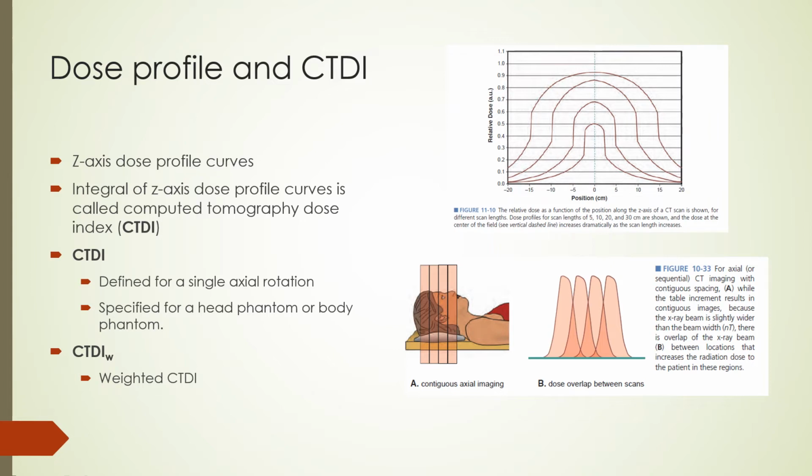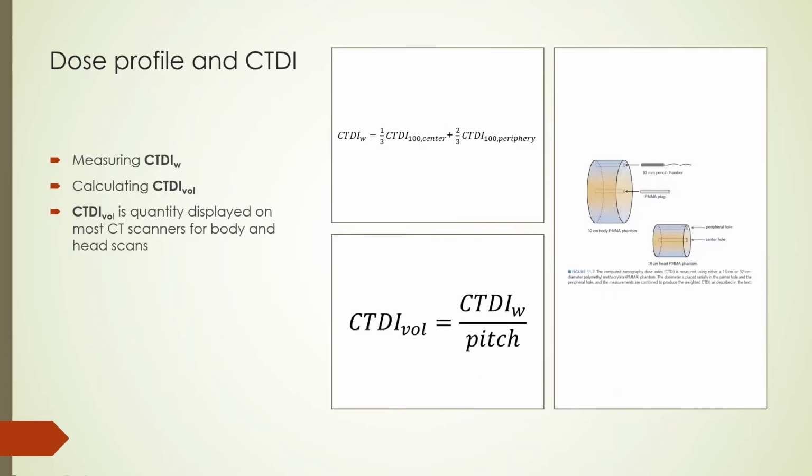CTDI is defined for a single axial rotation around the patient. To measure CTDI, a plexiglass phantom 15 cm long and 32 cm in diameter is used for simulating body scans, and a 15 cm long, 16 cm diameter plexiglass phantom is used for simulating head scans. A pencil chamber of 100 mm active length is inserted into holes drilled into the periphery and central location of the plexiglass phantoms. The pencil chamber is used to integrate the dose profile curves from tail to tail. These two measurements are used to calculate weighted CTDI or CTDIw according to the formula shown.